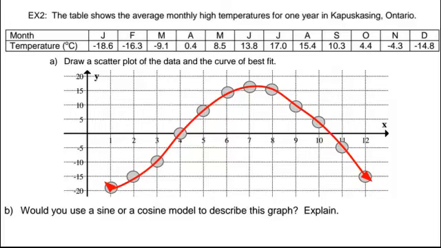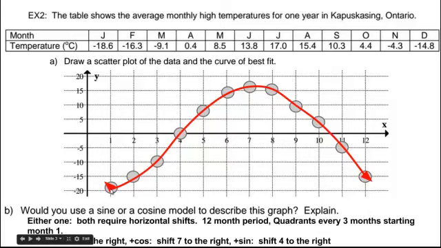We could use the sine and cosine model. Since we're not letting January be month 0, it doesn't really matter. It's really up to you. You both have to require horizontal shifts. If you let January be month 0, you don't have to horizontally shift the negative cosine curve.